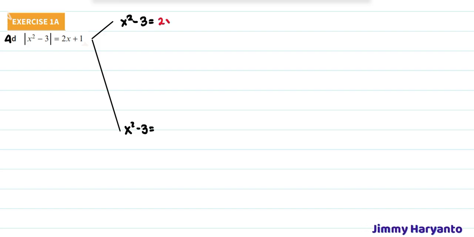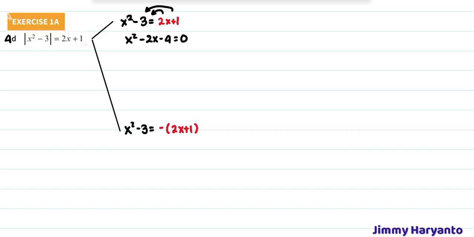First is 2x plus 1. Second is negative, open brackets, 2x plus 1. Okay, so x squared minus 2x minus 4. Move the right hand side to the left hand side, so we'll have quadratic equations.